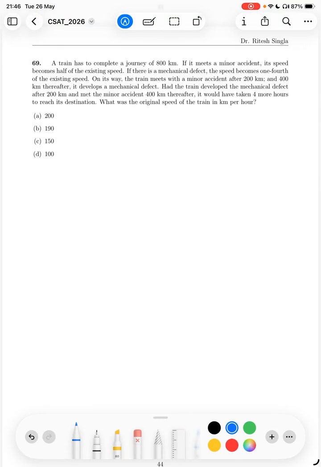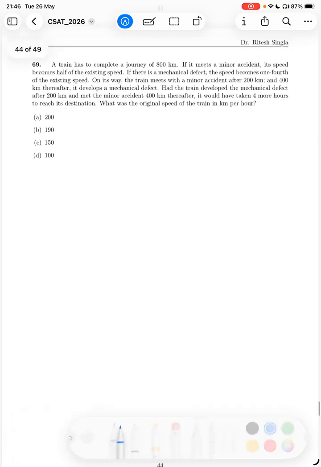A train has to complete a journey of 800 kilometers. If it meets a minor accident, its speed becomes half of the existing speed. So if it is going at 800 km per hour and it met an accident, the speed will be 400. Whatever the current speed is, it will reduce to half. If there is a mechanical defect, the speed becomes one fourth of the existing speed. So whatever the present speed of the train, it will become one fourth of that particular speed. That should be taken into mind.